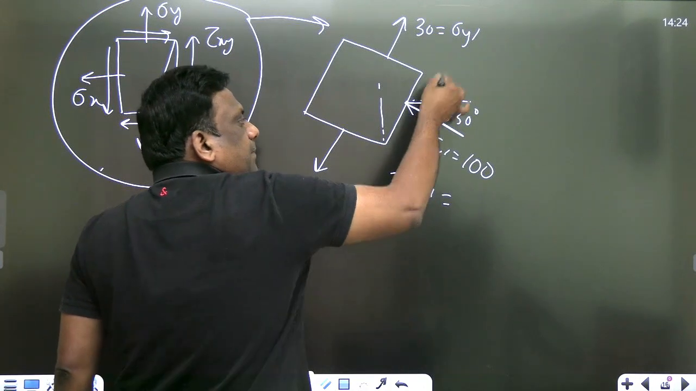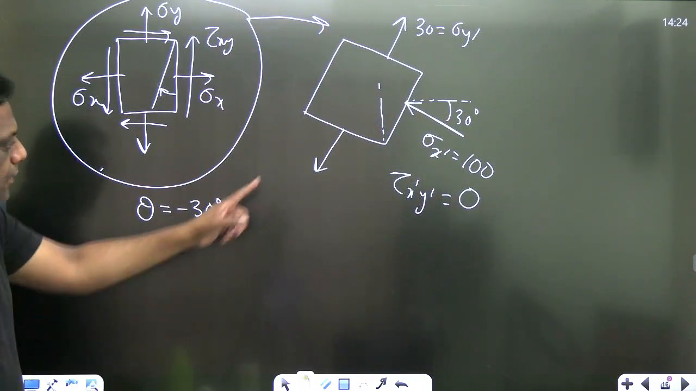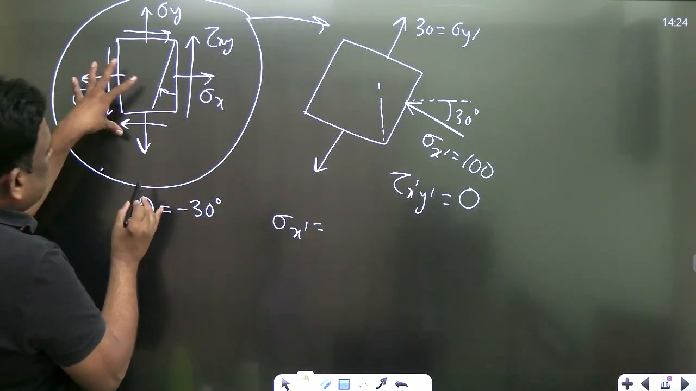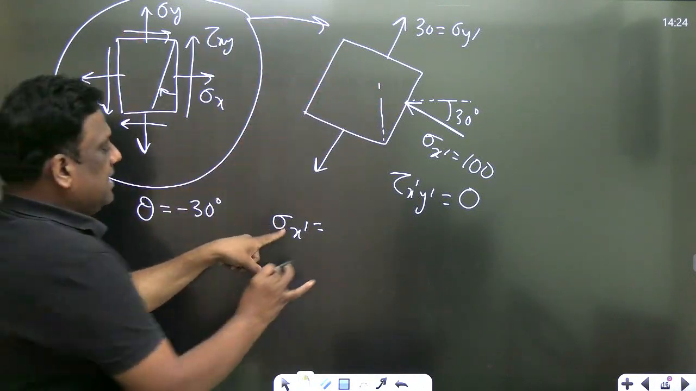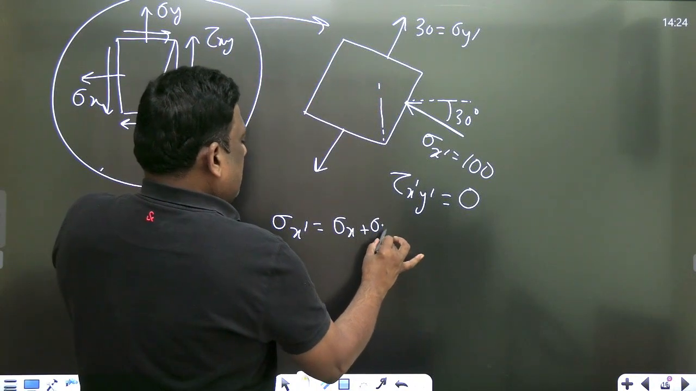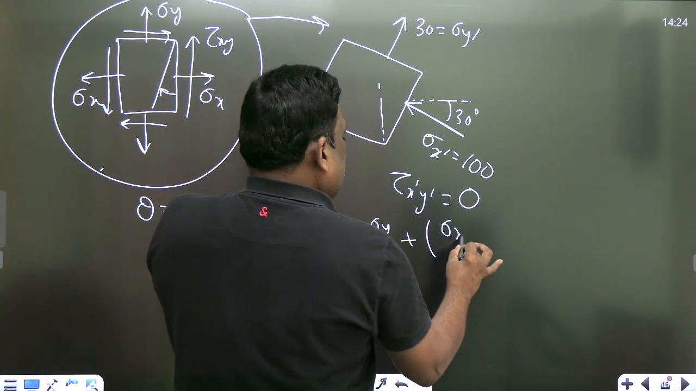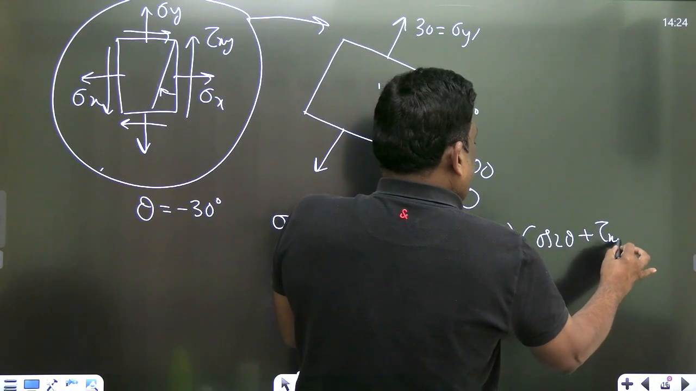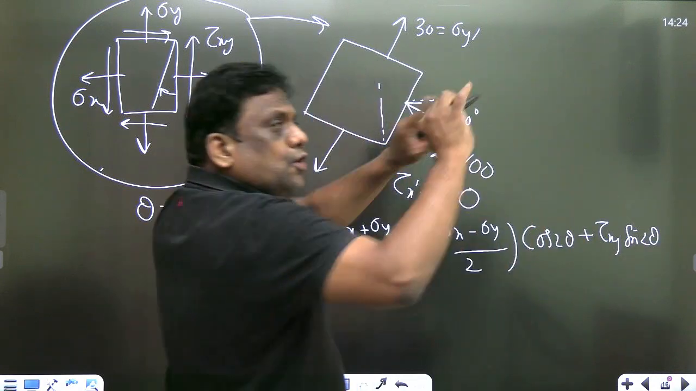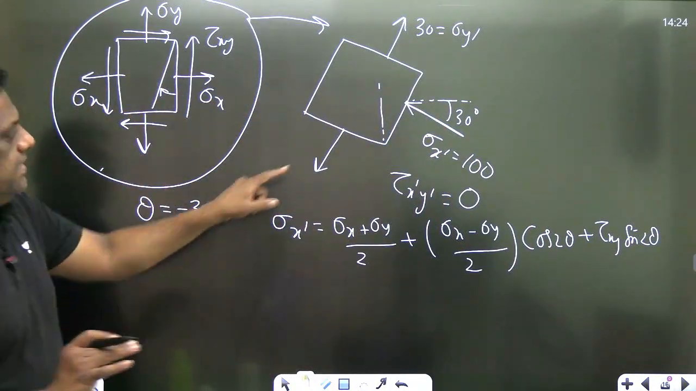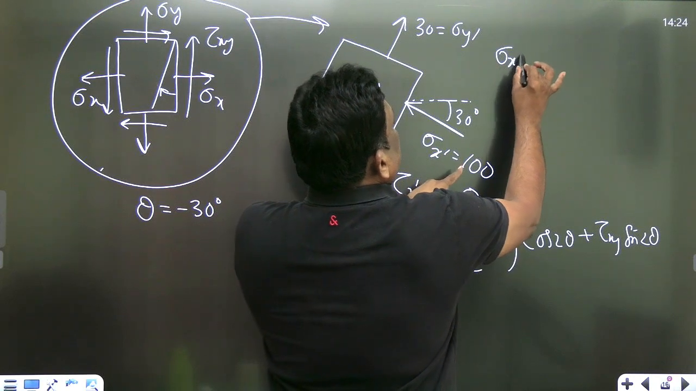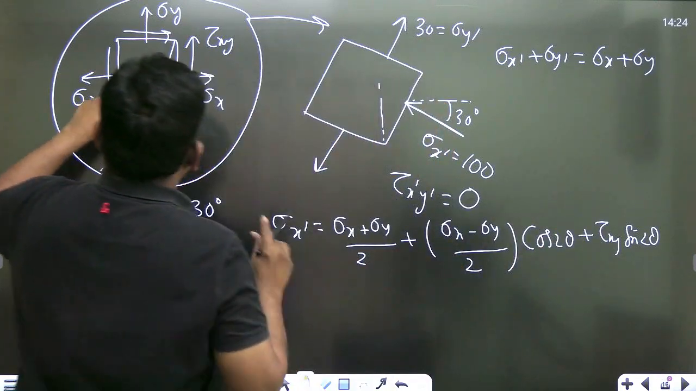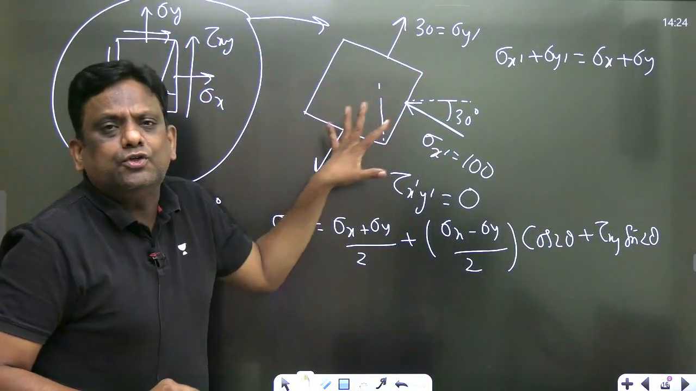Can I write this as what is tau x dash y dash? यहां पे इस प्लेन पे कोई शेयर नहीं है सर। अब लिखो sigma x dash is equal to, so what I am doing is now यहां से यहां ला रहा हूं सर, तो क्या होगा? Sigma x dash is sigma x plus sigma y by 2 plus sigma x minus sigma y by 2 cos 2 theta plus tau xy sin 2 theta. Wait sir, you also know one thing, sum of the normal stresses is constant. Can I say sigma x dash plus sigma y dash is equal to sigma x plus sigma y, which is constant, because sum of the normal stress also on any two mutually perpendicular planes is constant.